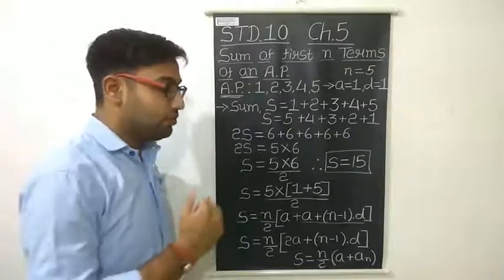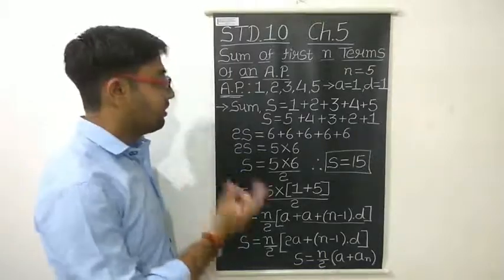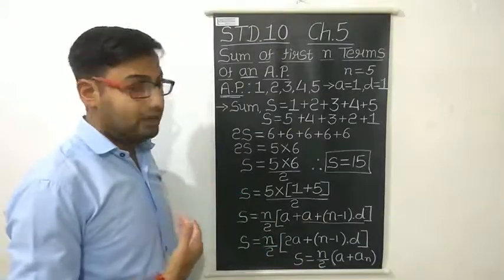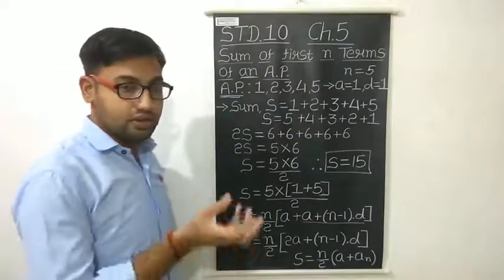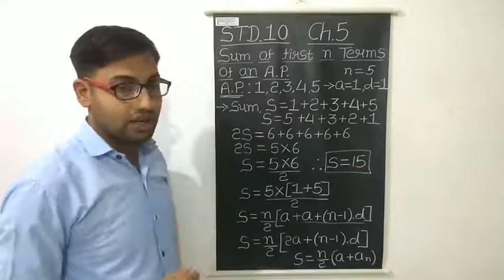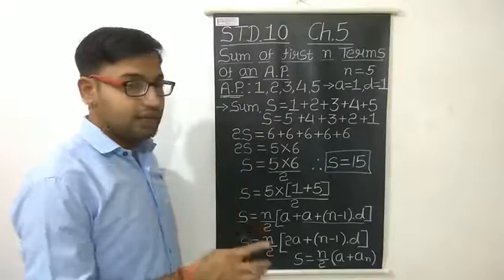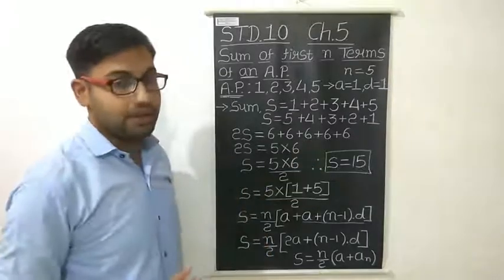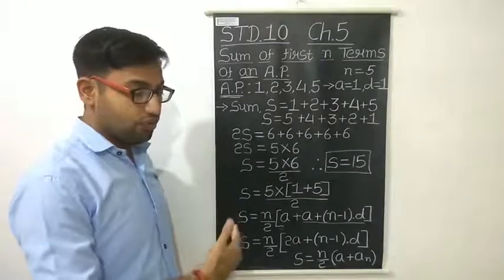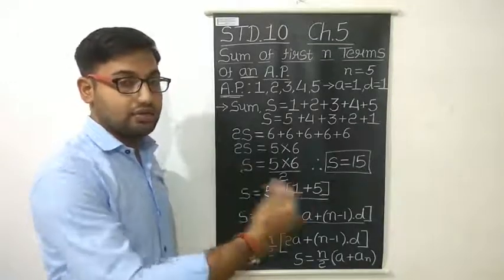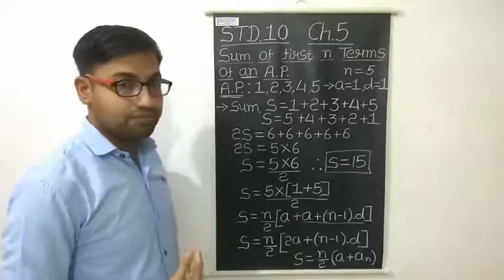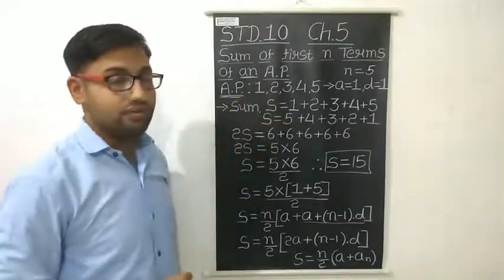So till now we have studied everything about arithmetic progression, how we can create an AP with two things: first term A and common difference D. If we have A and D, then we can create an AP, right? So now we have to study how to add the terms, and what will be the sum of the first n terms.